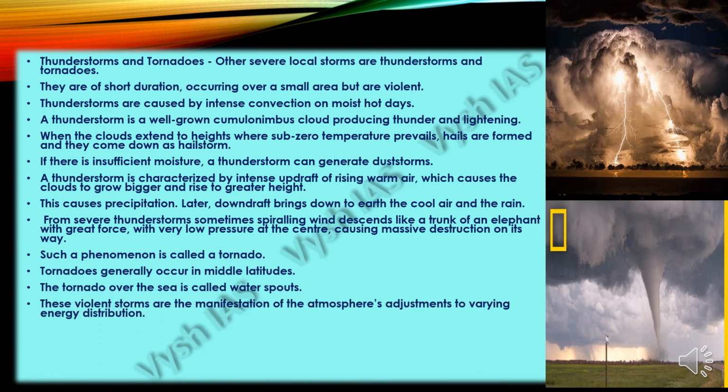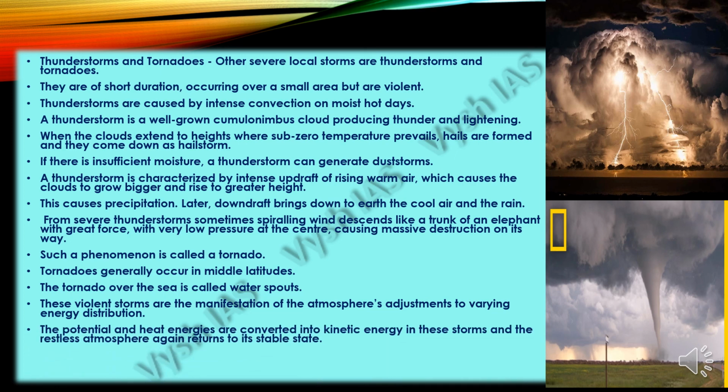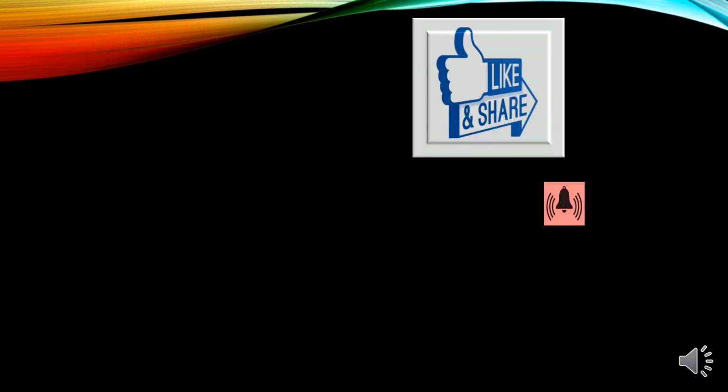These violent storms are the manifestations of atmospheric adjustments to varying energy distribution. The potential and the heat energies are converted into kinetic energy in these storms, and then the restless atmosphere again returns to its stable state. We all know that Earth and the ecosystem can maintain its balance after a certain period of time, gradually.